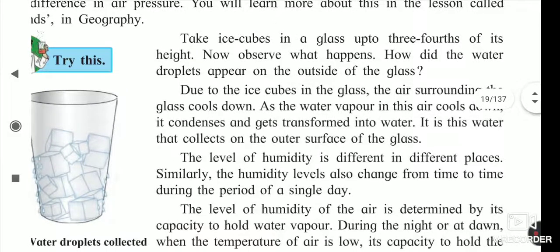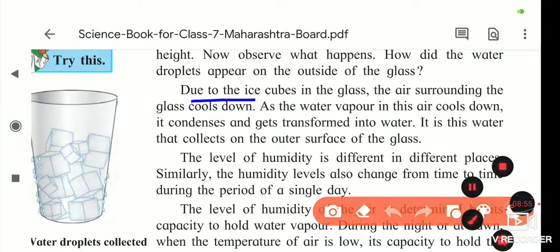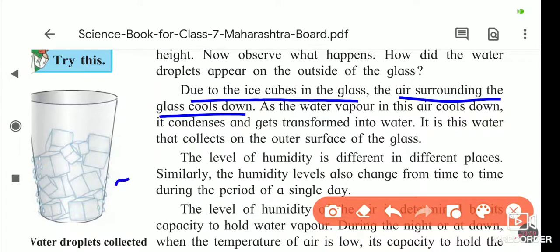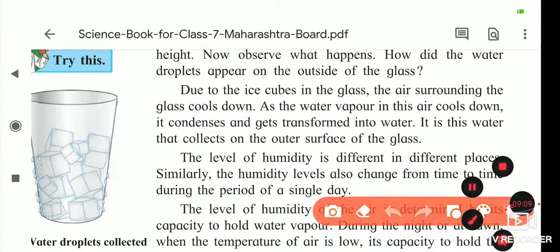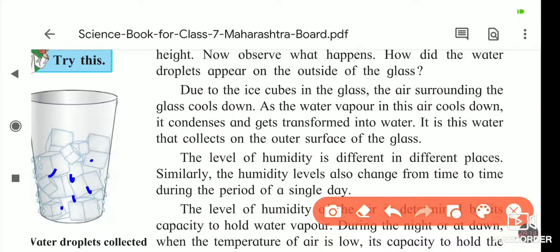How did the droplets appear? That is due to the ice cubes in the glass. The air surrounding the glass cools down. Air has water vapor in it, and this water vapor condenses, and we see drops of water on the surface of the glass. As the water vapor in the air cools down, it condenses and gets transformed into water.